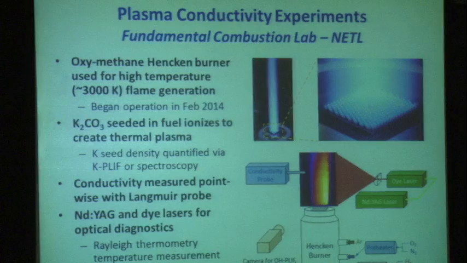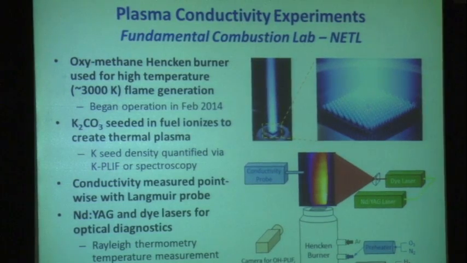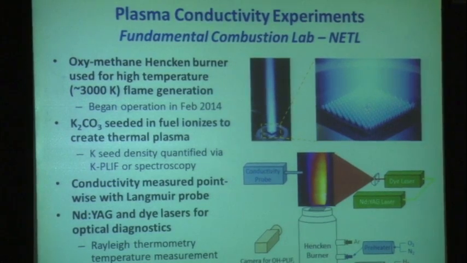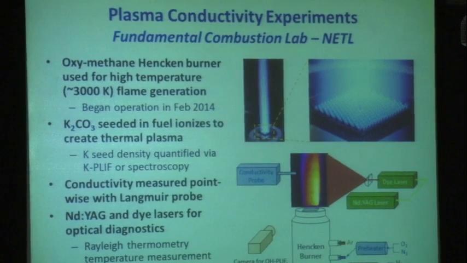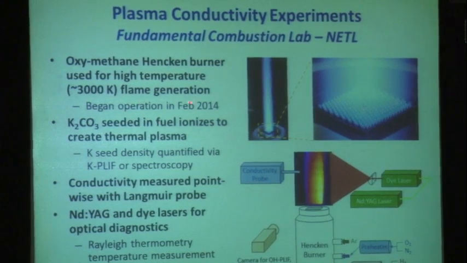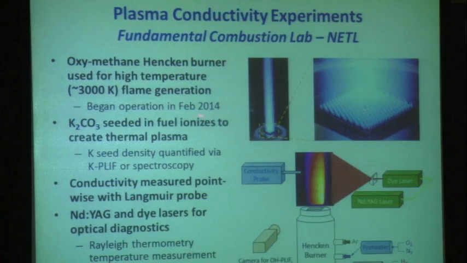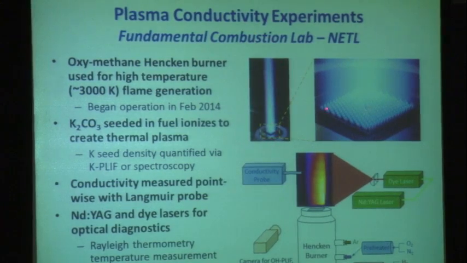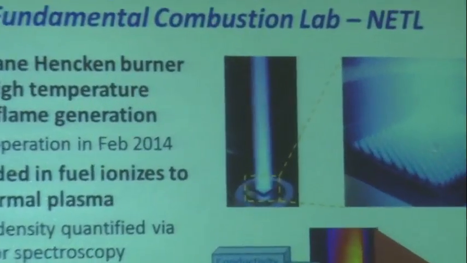So we said, well, a very simple experiment we can get started with is just studying the conductivity in gases at the conditions that we're interested in. So we put together an oxy-fuel burner, pure oxy-fuel, and started operating it. You know, began operating this last February. You can see the flame here. It doesn't always have this interesting character.